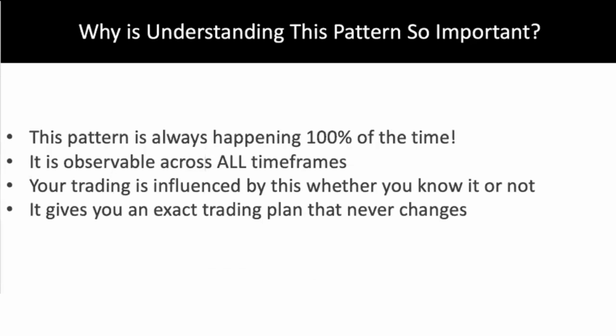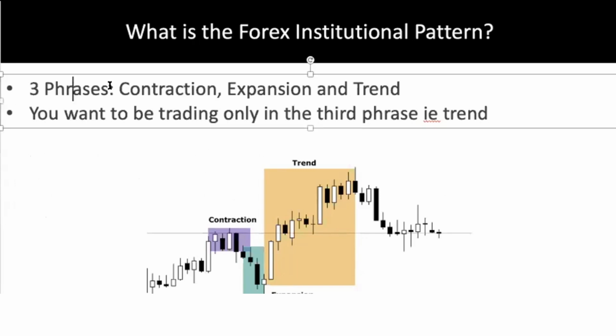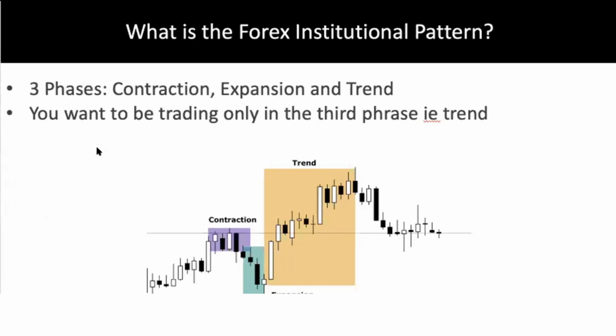Now you might ask, what is the Forex institutional pattern? The Forex institutional pattern is made of 3 phases. Sorry, 3 phases, not phrases. Anyway, it's made of contraction, expansion, and trend. Not to worry, I'll go into greater detail for each of these phases. But just know for now that there are 3 phases: contraction, expansion, and trend.